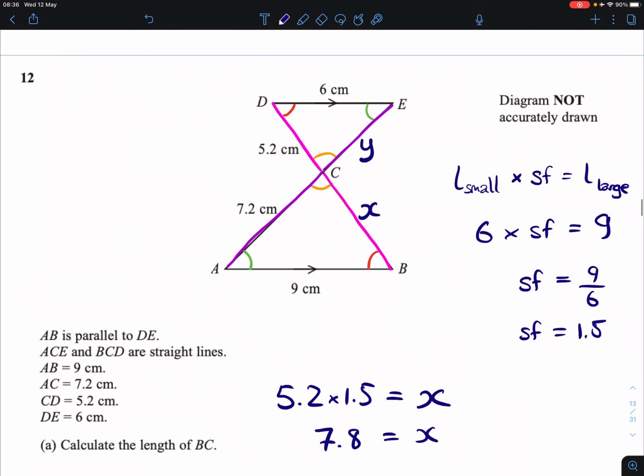Again, check to make sure it makes sense. 4.8 being smaller than that one, I'm happy. Done.